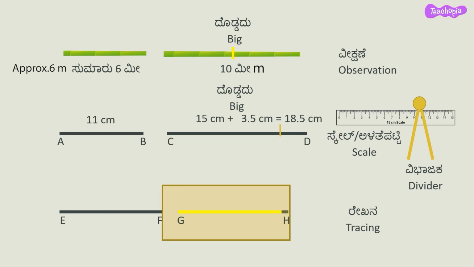Here, the line segment GH is bigger than EF as the tracing of EF is smaller than the line GH. The point to note here is that while placing the transparent sheet, the end points of the traced line segment and the line segment to be compared must be at the same point.